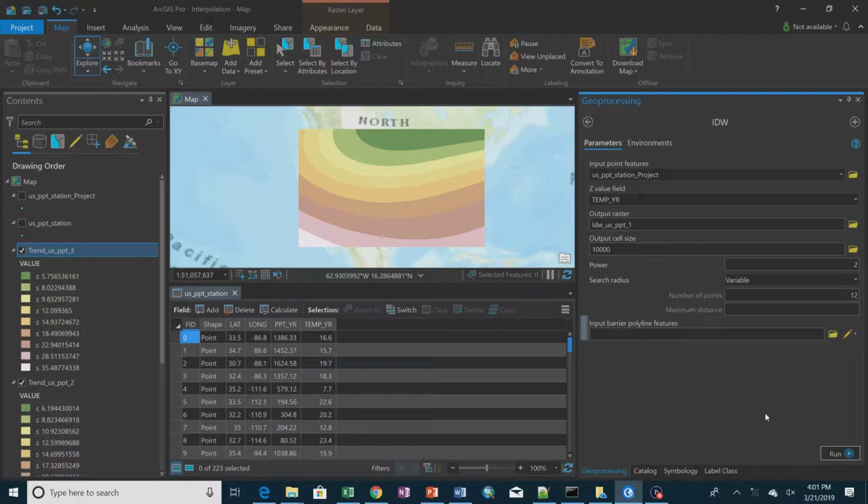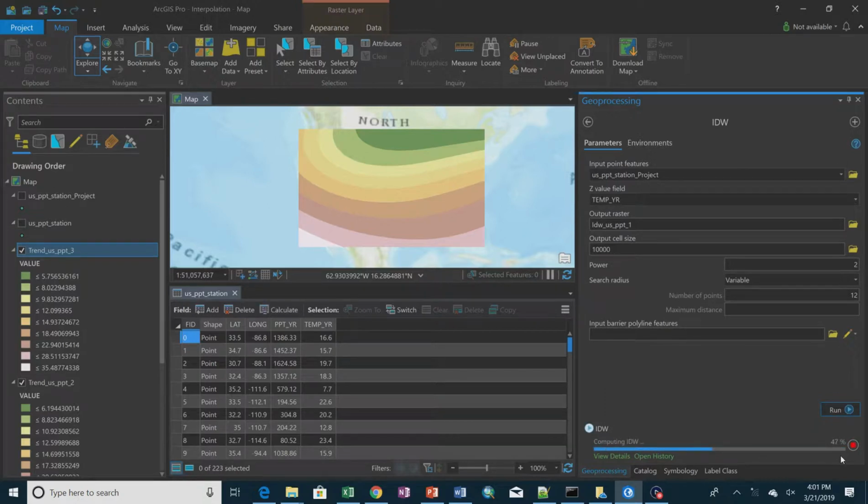Yep. You can put a barrier anywhere you want. It has to be a line feature. Basically, if you can imagine, at every cell, it's considering either the nearest X number of points or everything within a circle. If there's anything in that circle that's on the other side of the barrier, or any nearest point on the other side of that barrier, it won't consider it. It'll throw it out.